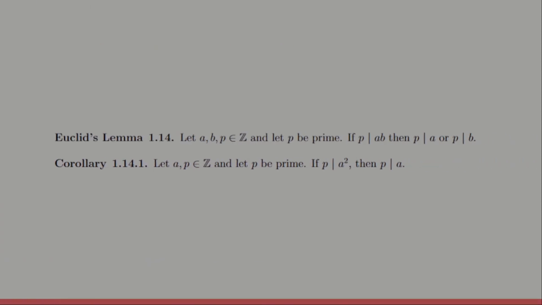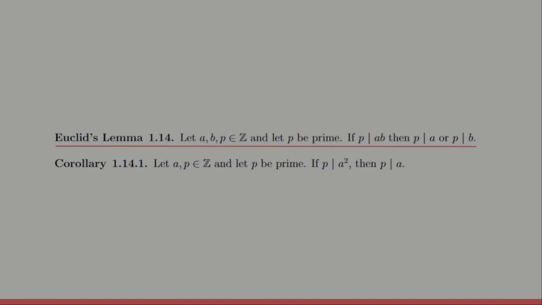While we could prove this result from first principles, I've chosen to start with Euclid's lemma. I assume that you know what primes are, the properties of integers, and the definition of divides. If you would like a video on the foundations of number theory such as those, let me know.